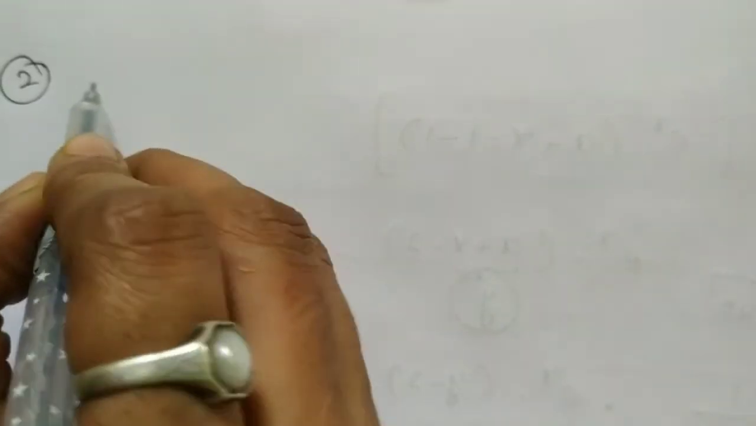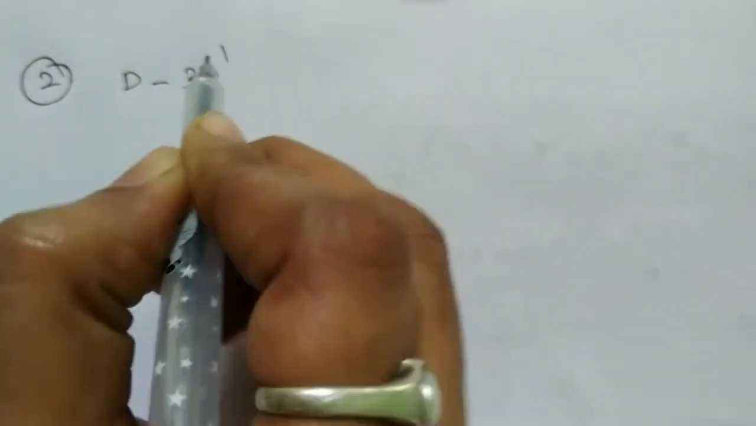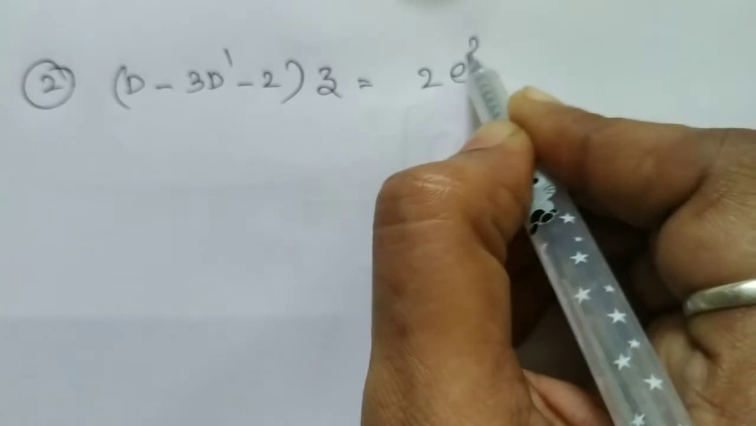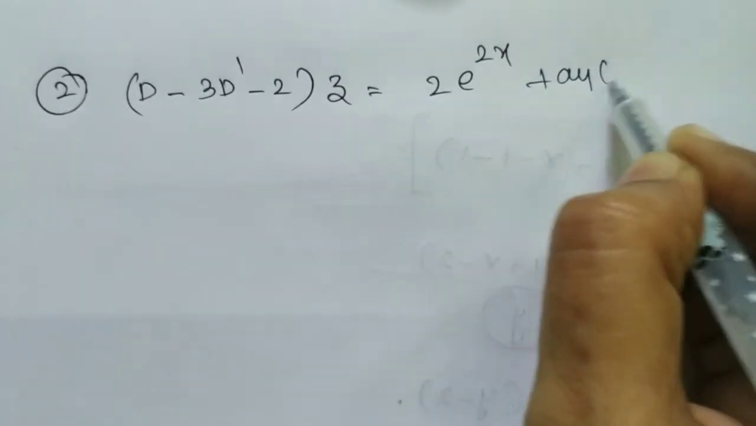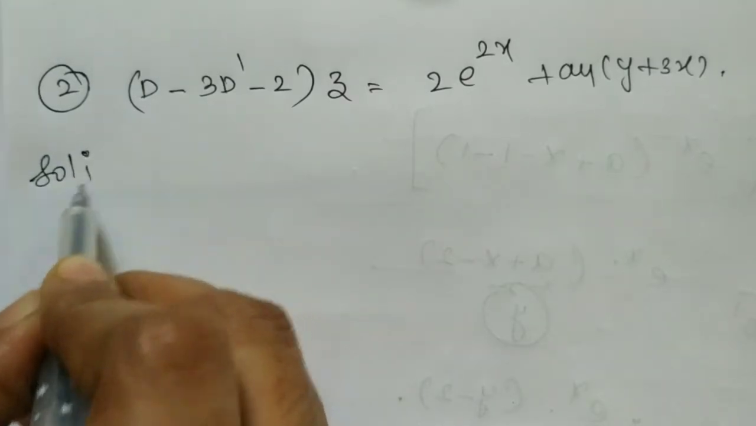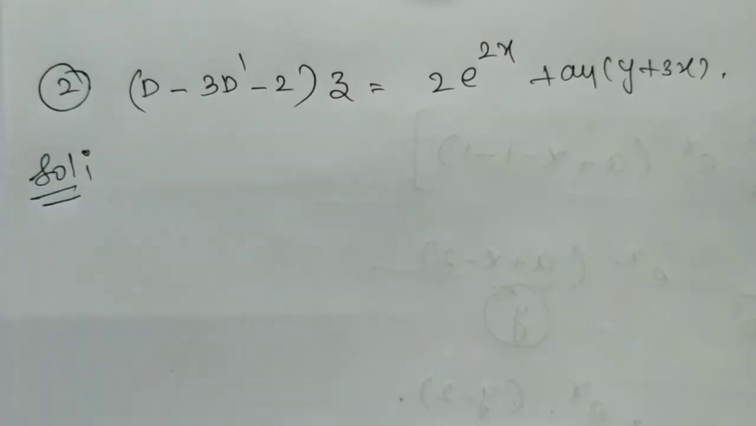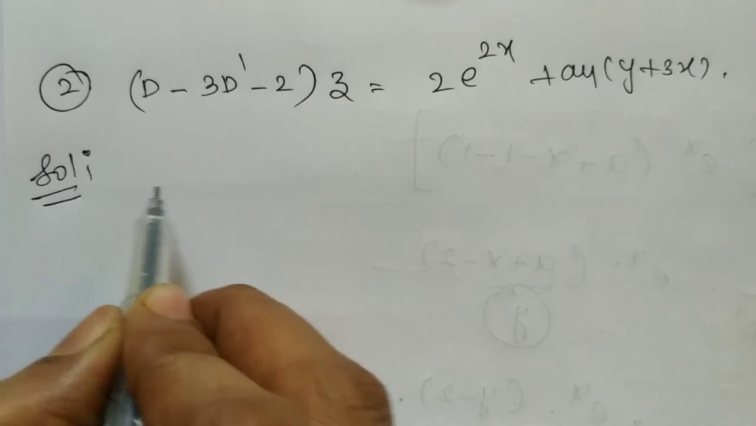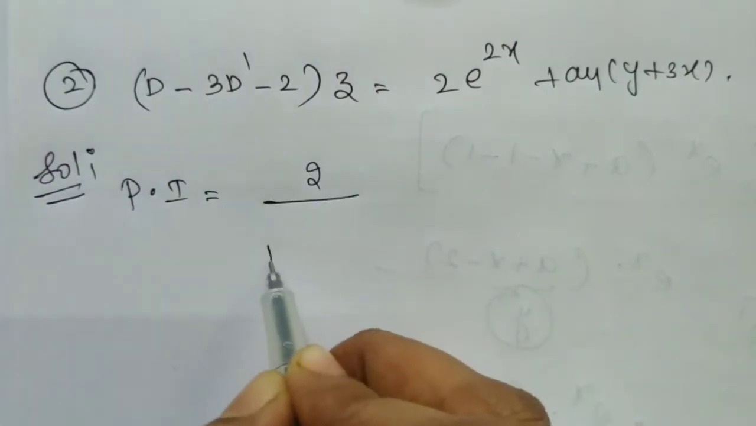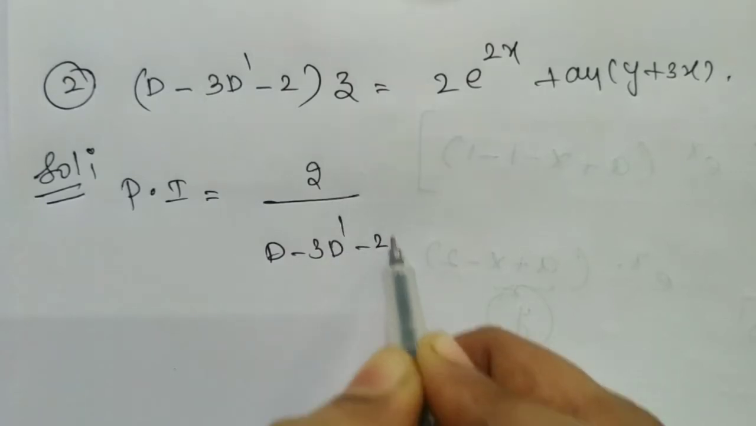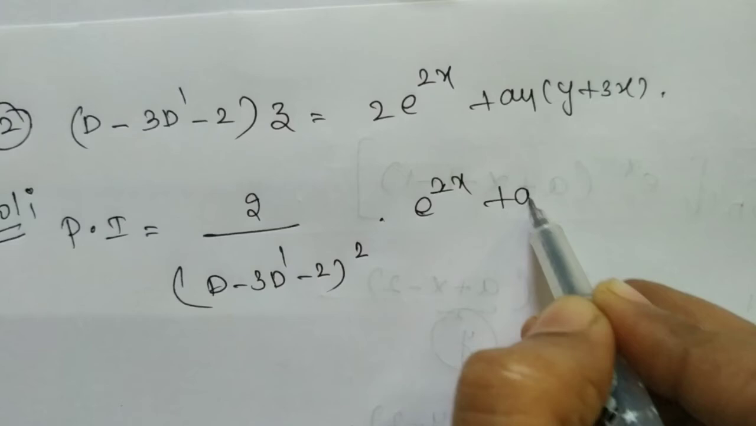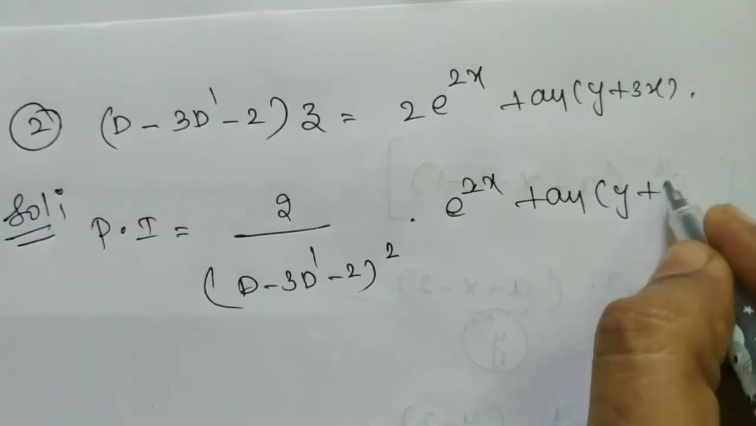Next problem, D minus 3D dash minus 2 into z equal to 2 e power 2x into tan of y plus 3x. So this belongs to method 4. So here I am writing direct particular integral, that is equal to 2 by D minus 3D dash minus 2 whole square into e power 2x into tan of y plus 3x.